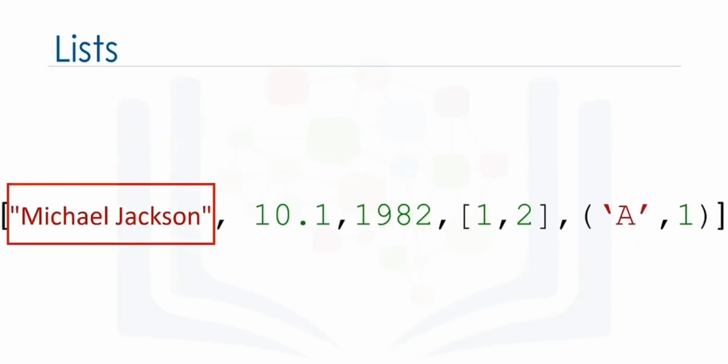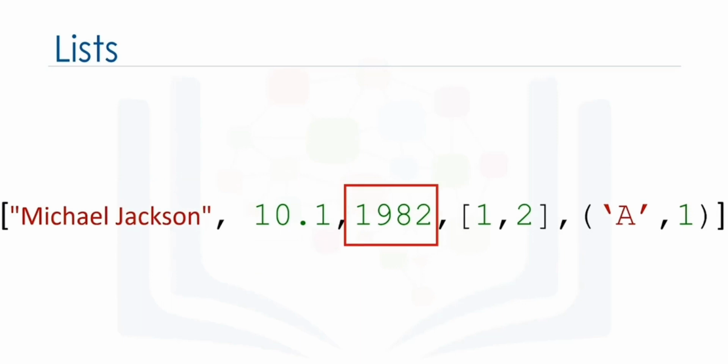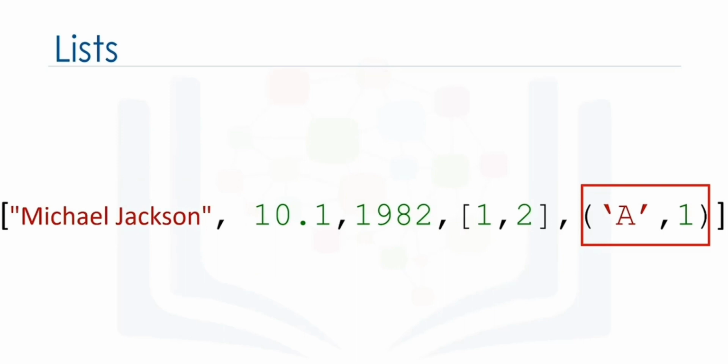Lists can contain strings, floats, integers. We can nest other lists. We can also nest tuples and other data structures.